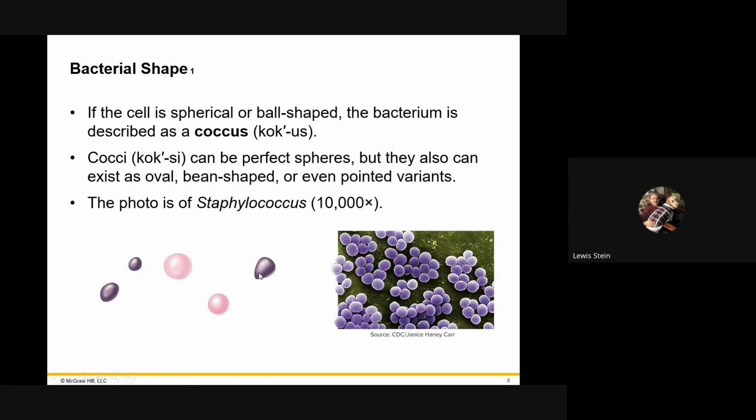Shape number 1. Did you see any? You start looking at bacteria under the microscope? Okay. These are cocci. Cocci are spheres, not always perfect spheres. Sometimes they look coffee bean shaped or other shapes like that.